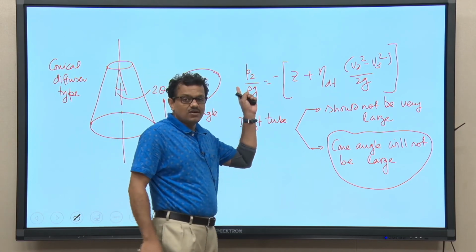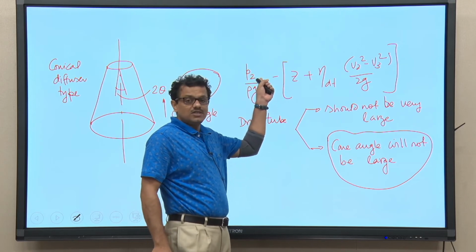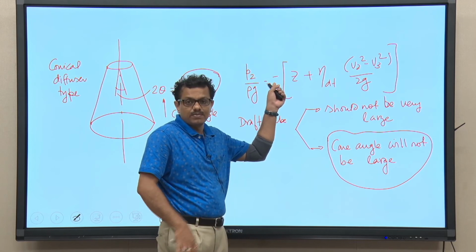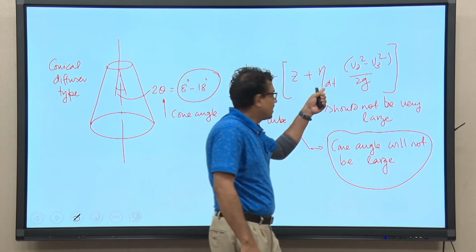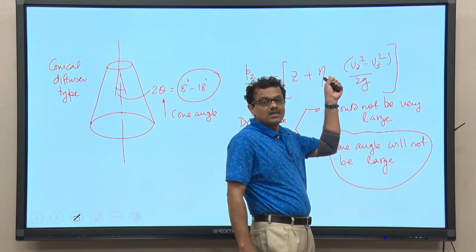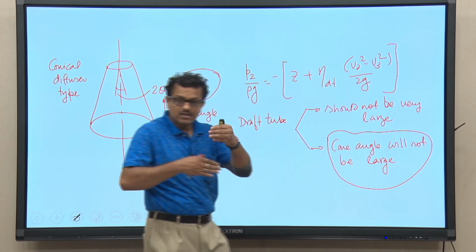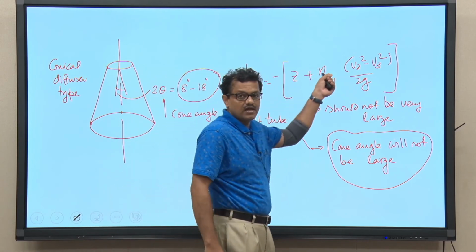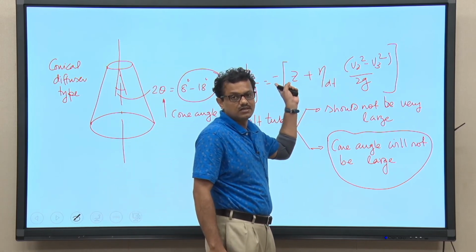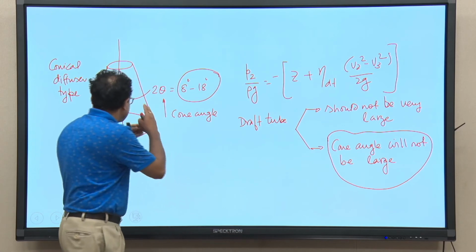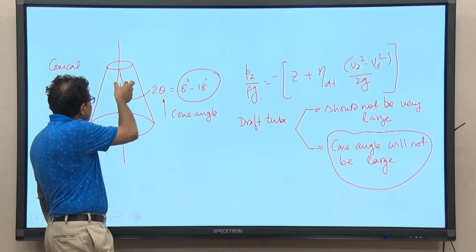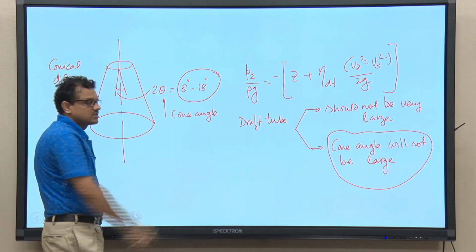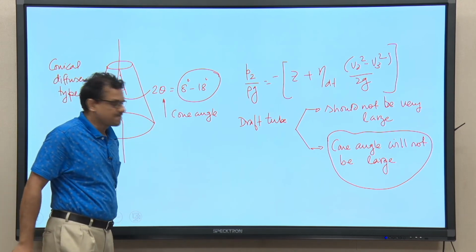So, for a good suction condition, P2 by rho g should be small, but it should not be smaller than the vapor pressure. On the other hand, for an efficient draft tube, eta d should be high. So a compromise has to be effected between the necessity of having an efficient draft tube and, at the same time, good suction condition. That is why the design of the draft tube is important, and it is made of conical shape, but the cone angle is kept in this range.